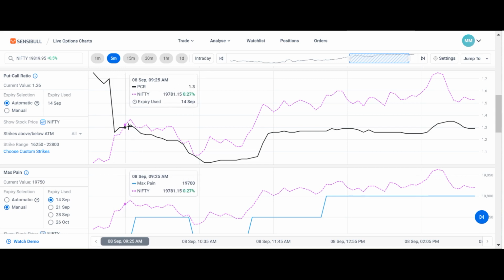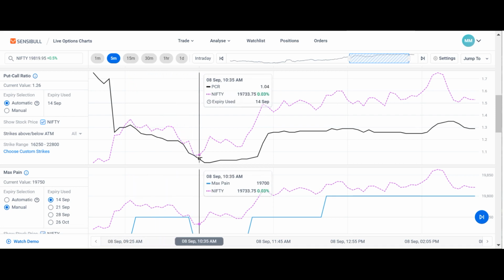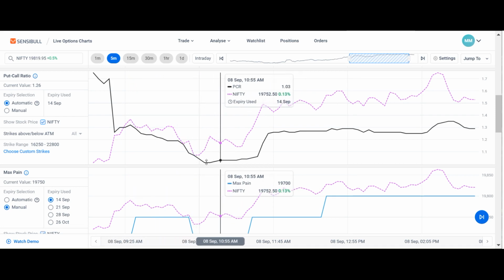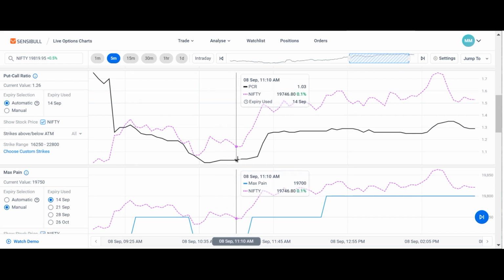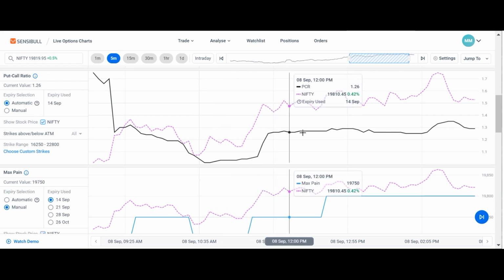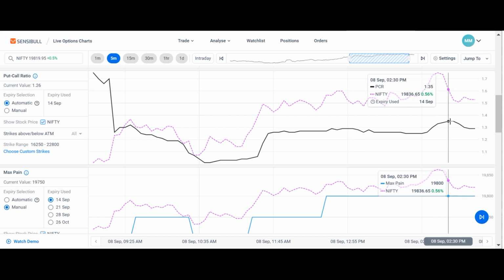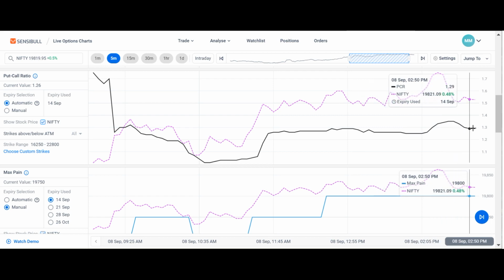So exactly, PCR has fallen, so definitely the market has to fall a little. Then it started recovering a little. Okay, around 10:55 it started recovering. PCR is increasing, the market is going up, going up, going up. It peaked up here, okay, and then it fell.